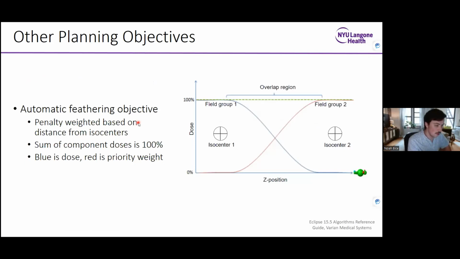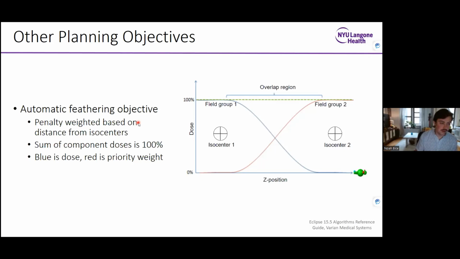Another useful objective is an automatic feathering objective. One problem with using multiple isocenters, if you're going to treat a patient using multiple isocenters, is that depending on how the patient is set up, there might be hot or cold spots at the junction, right?